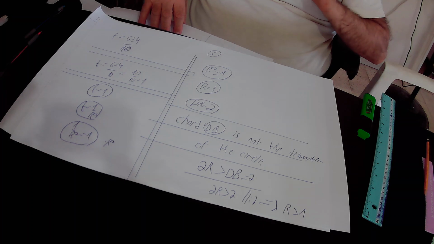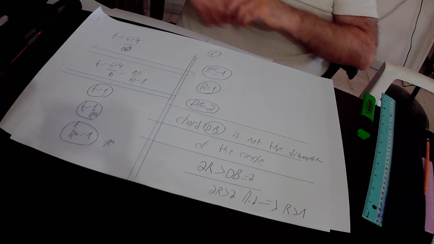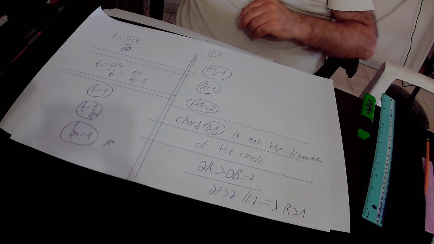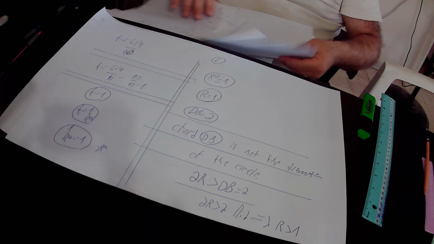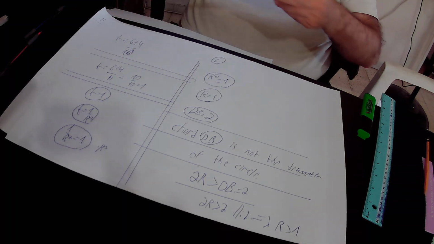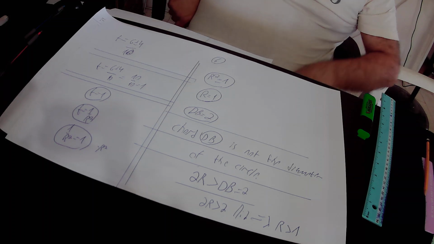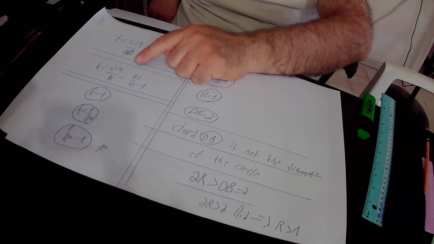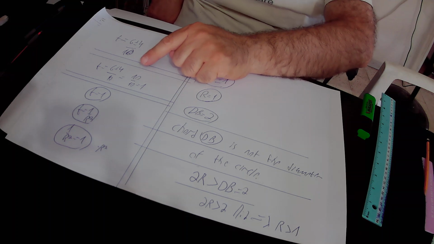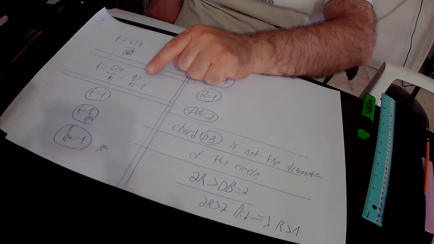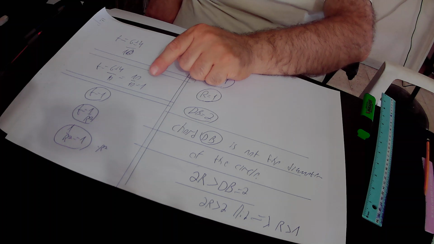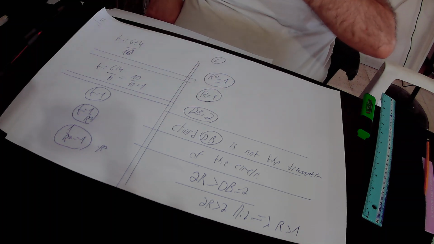So here we have two possible solutions for t. The first solution for t is that t equals 6 plus 4 over 10. 6 plus 4 is 10, and 10 over 10 is 1. So according to the first solution, t equals 1 on one side.